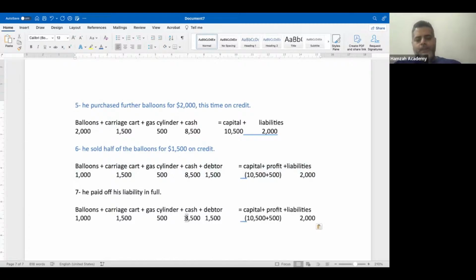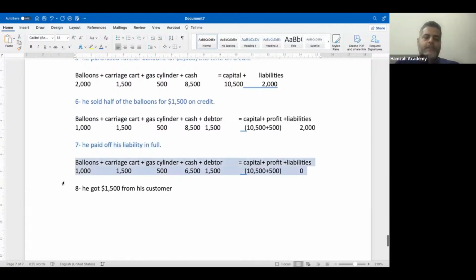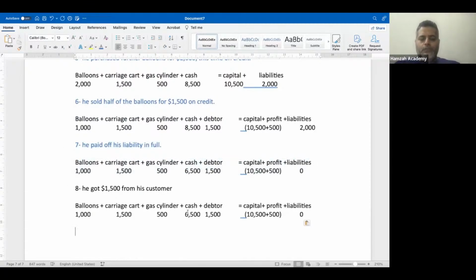The cash is going to be at 6,500. The liabilities are going to be at 0 because we are going to minus it from the cash, right? And then 8, he got 1,500 from his customer. Now, his customer paid him in full, right? Now, if this is the case, we are going to eliminate the customer from here.